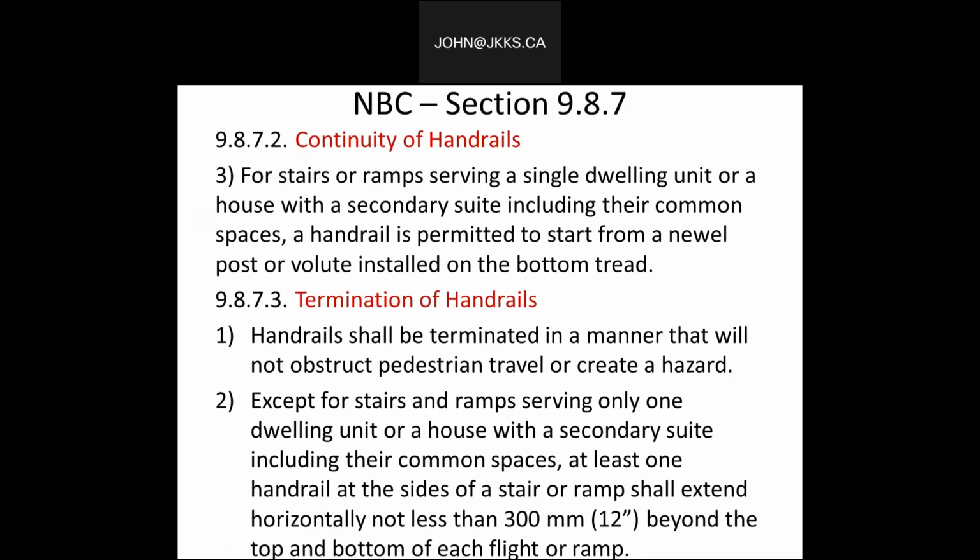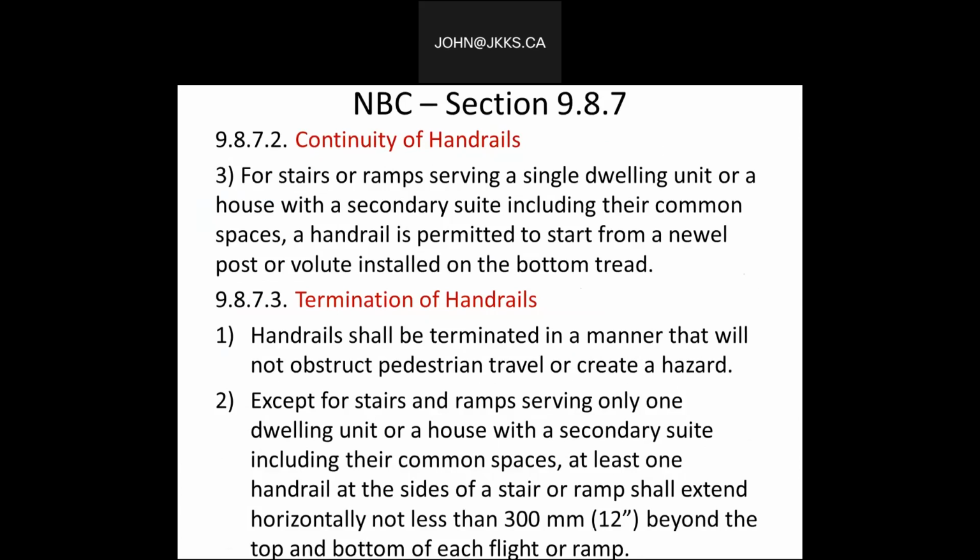Continuity of handrails for stairs or ramps serving a single dwelling unit or a house with a secondary suite, including their common spaces. A handrail is permitted to start from a newel post or a volute installed on the bottom tread. So at the very base, start at ground level. And it talks about the termination of handrails. Handrails shall be terminated in a manner that will not obstruct pedestrian travel or create a hazard.